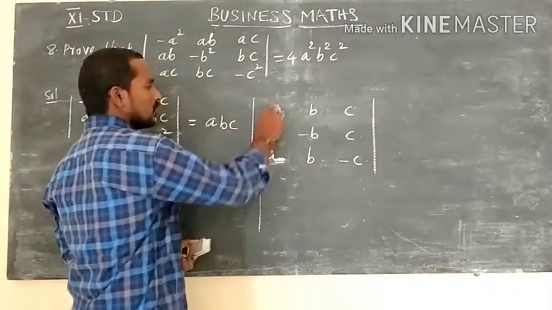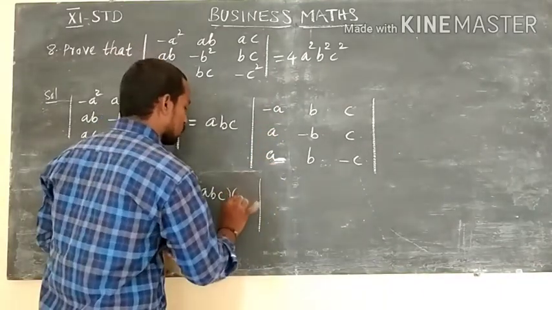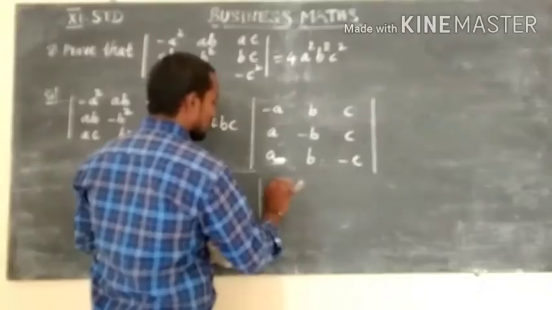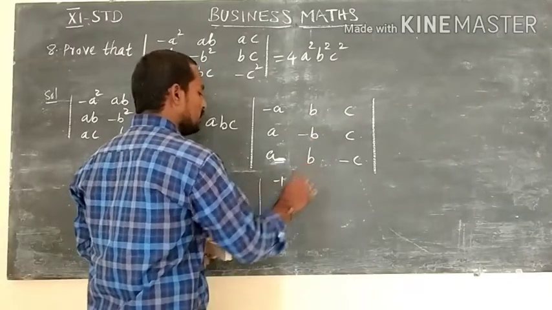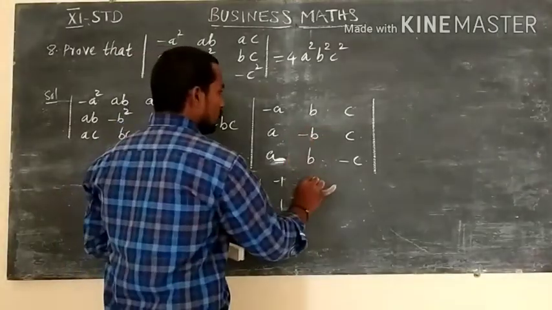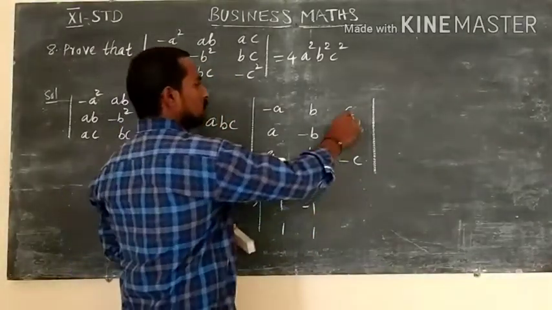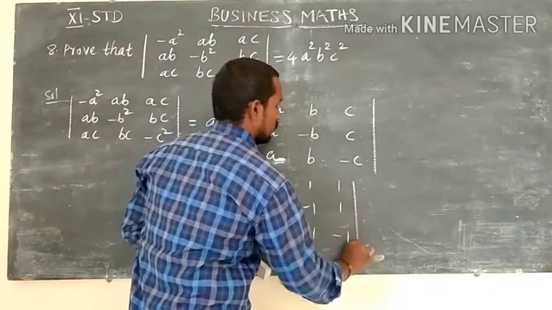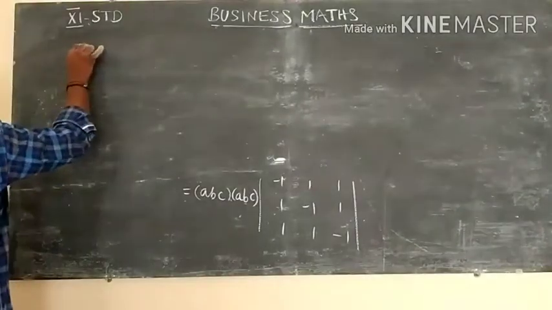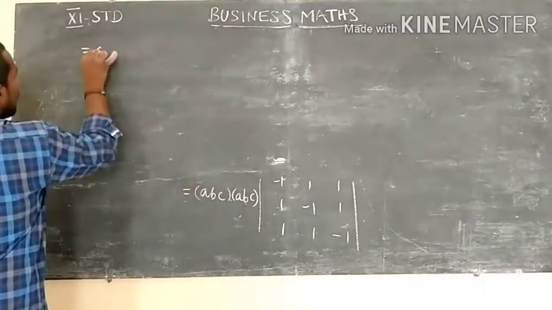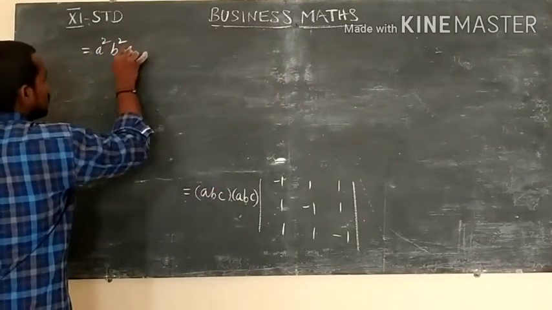Consider column 1. Column 1 has the common element a. So taking out a, the remaining terms are minus 1, 1, 1. Consider column 2. This has b. So taking it outside we get 1, minus 1, 1. Then column 3 has c in common, so 1, 1, minus 1. Now in the next step it is equal to a into a square, b into b square, c into c square.